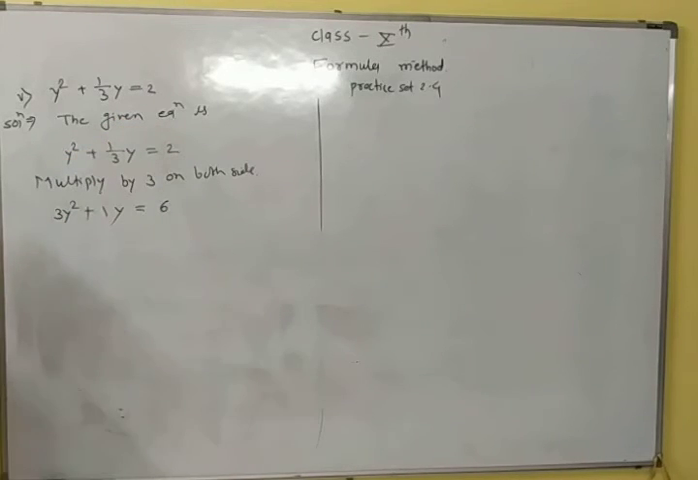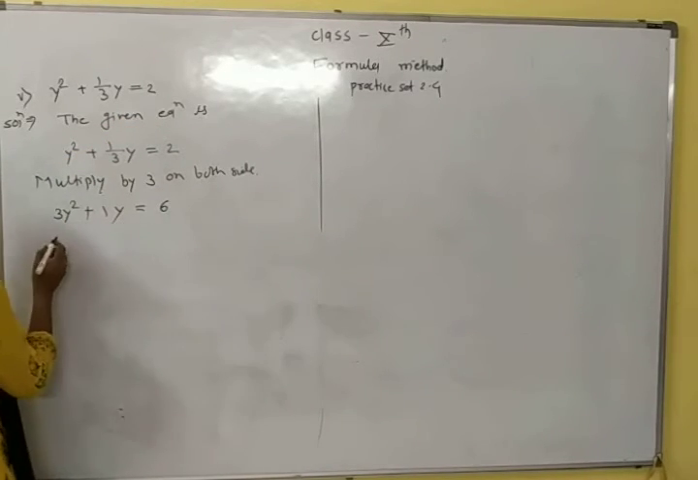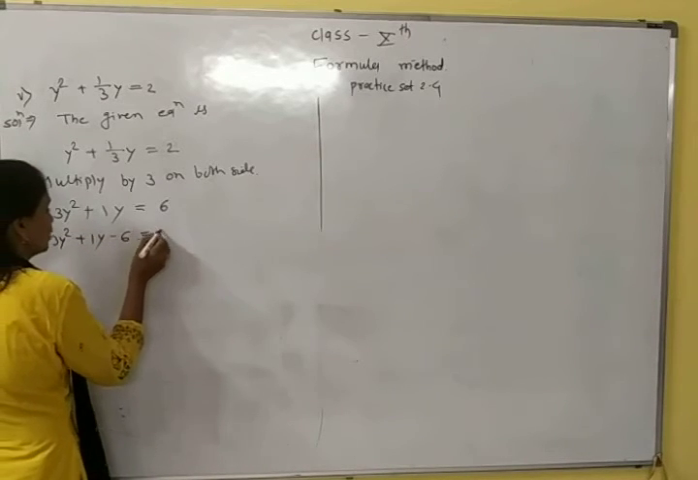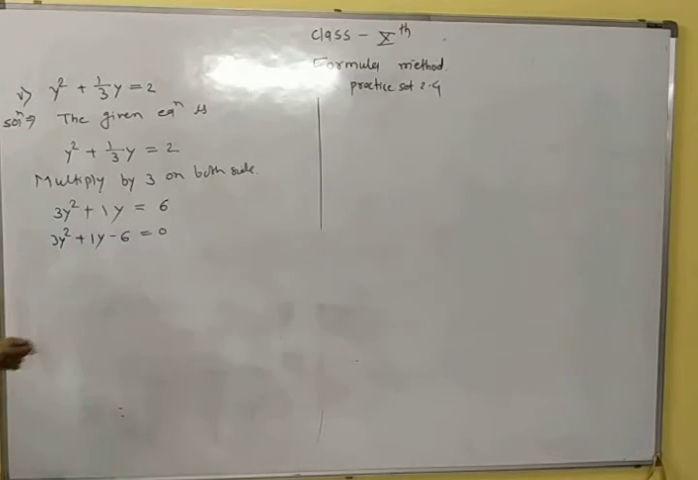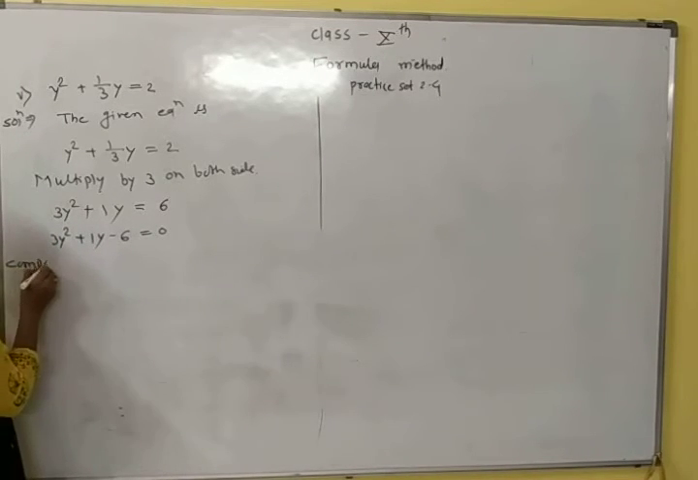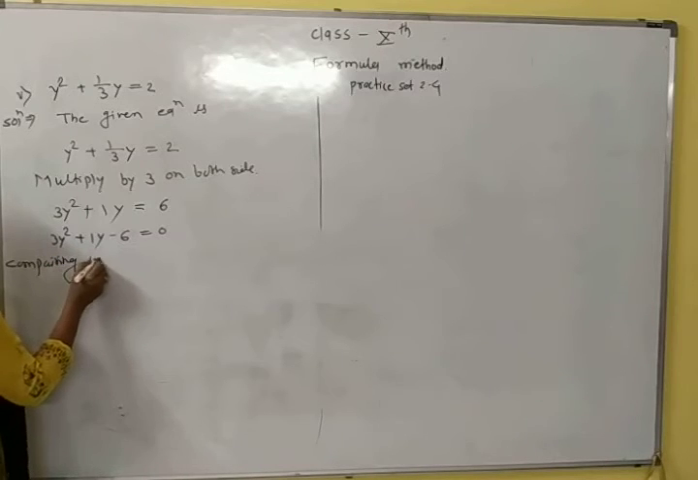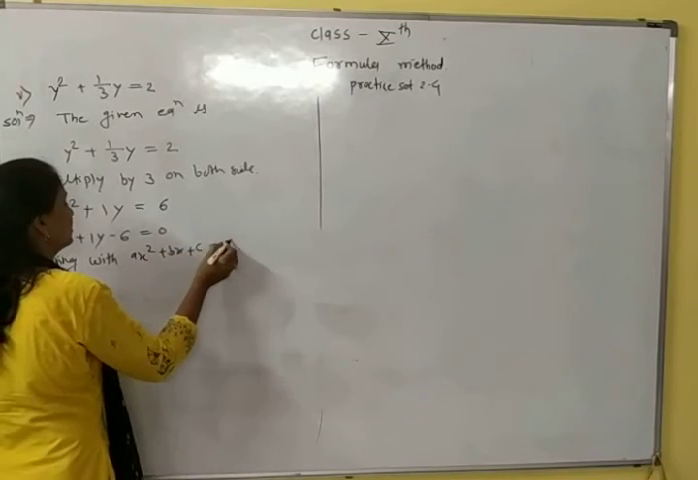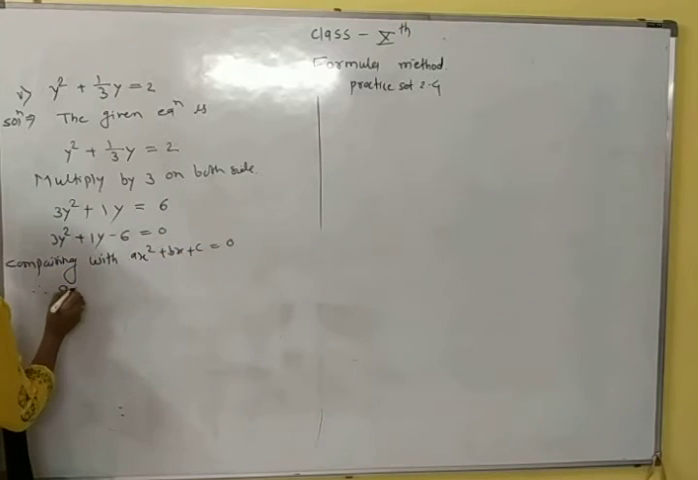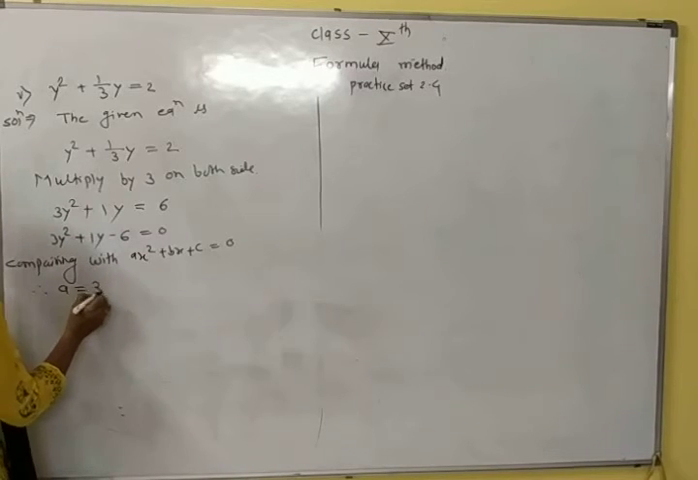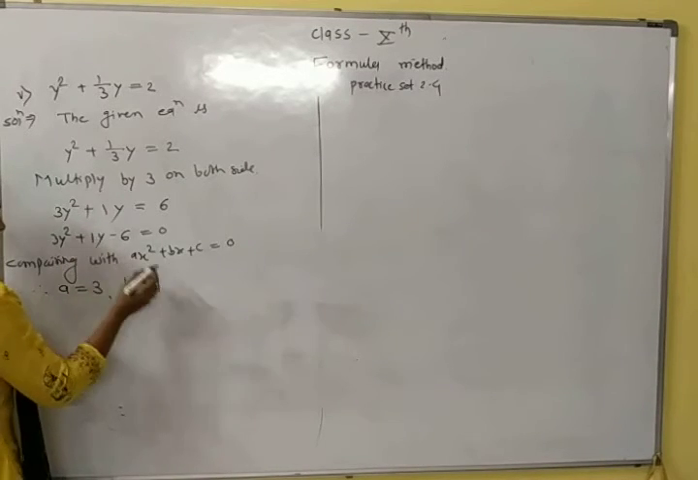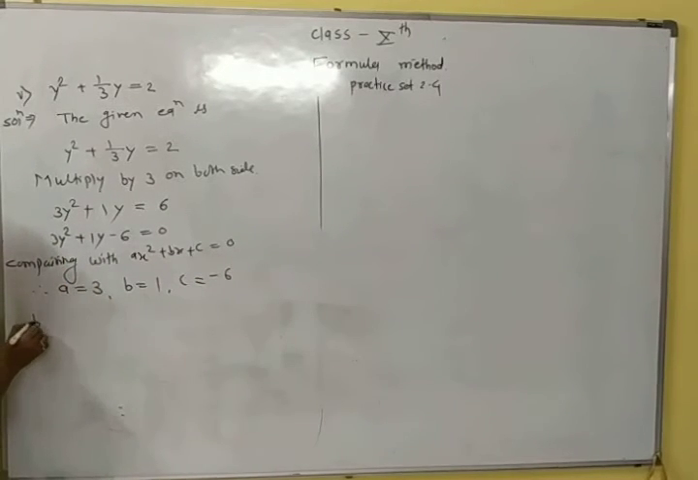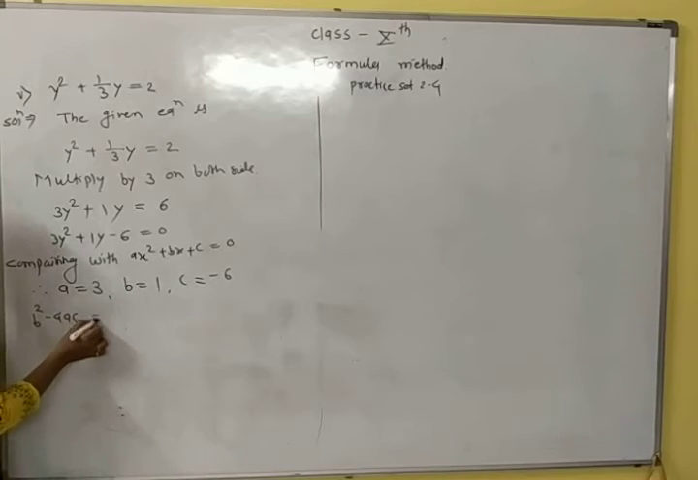This is the quadratic form. 3y square plus 1y equal to 6. Then 3y square plus 1y minus 6 equal to 0. Comparing with ax square plus bx plus c equal to 0, the values of a, b, c are a equal to 3, b equal to 1 and c equal to minus 6. First we have to find b square minus 4ac.